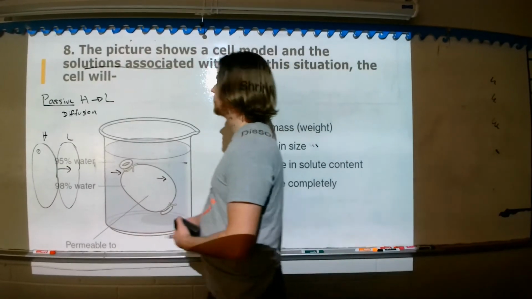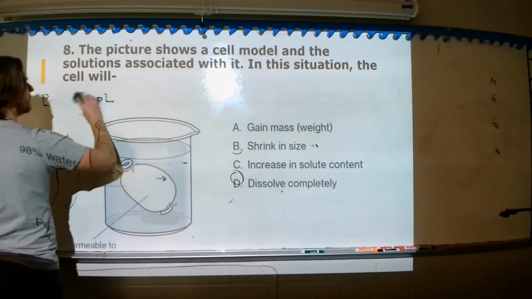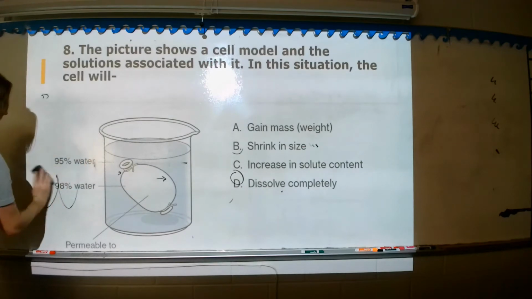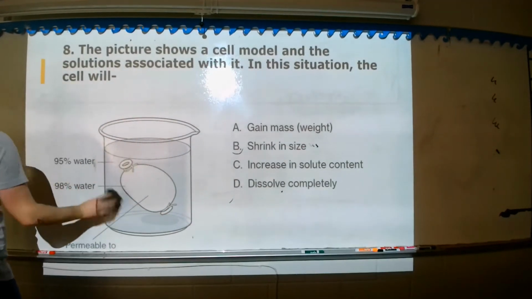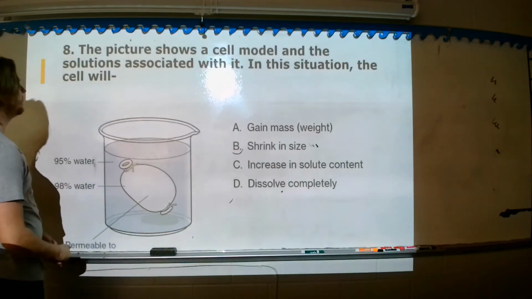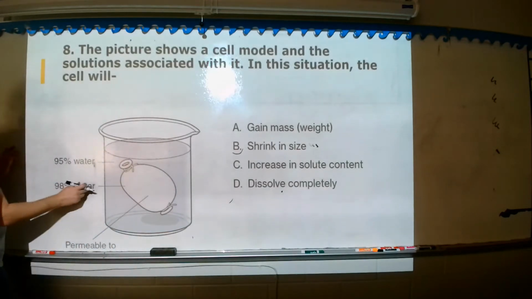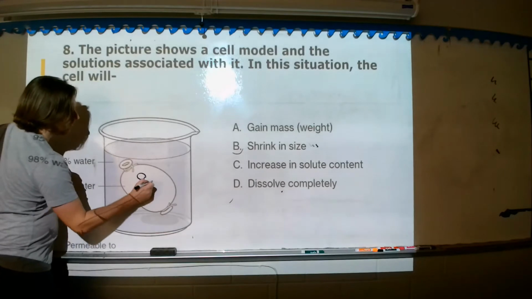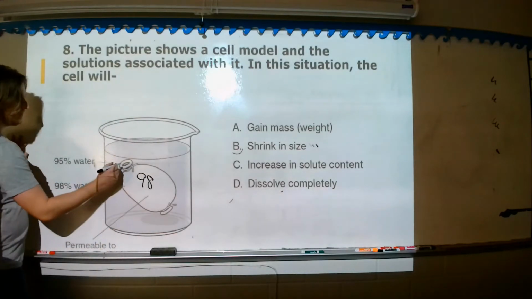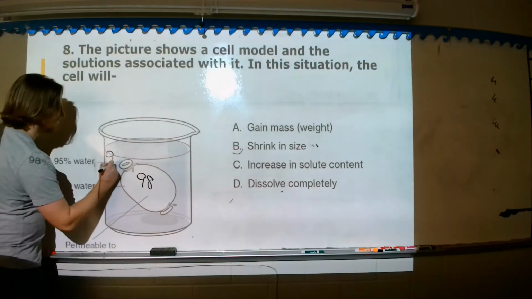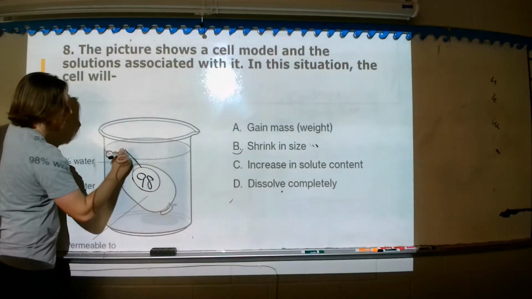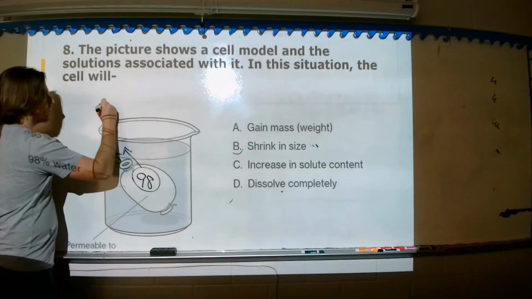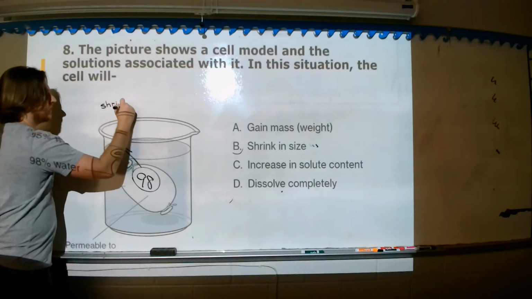Alright, we have another osmosis problem here. It says the picture shows a cell model and the solutions associated with it. In this situation, the cell will what? I've got 98% water in the cell. I've got 95% water outside the cell. I'm going to circle my bigger number, which is 98. It's going to move out, which means it's going to shrink in size.